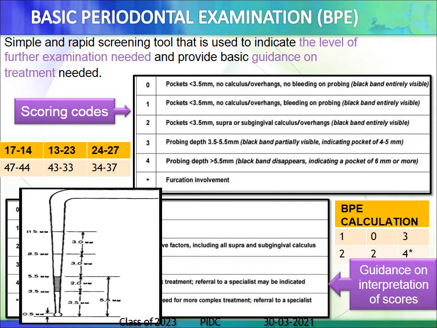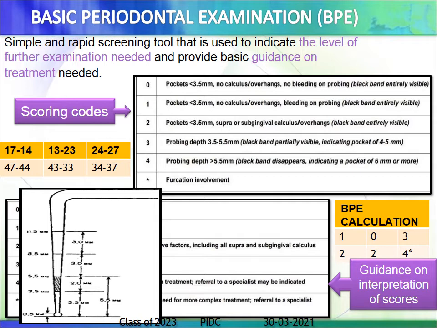So after analyzing, supposing with the probe you are analyzing the area tooth number 17 to 14, and if you find that there are no pockets less than 3.5 mm, no calculus or overhangings, or no bleeding on probing present, then it falls under the category 0. If there are less than 3.5 mm pockets, no calculus or overhangings, but bleeding on probing is present, then your scoring code for that sextant is 1. Pockets less than 3.5 mm, supra and subgingival calculus and overhangs present, your scoring criteria is 2.